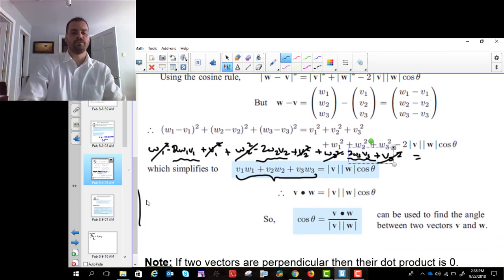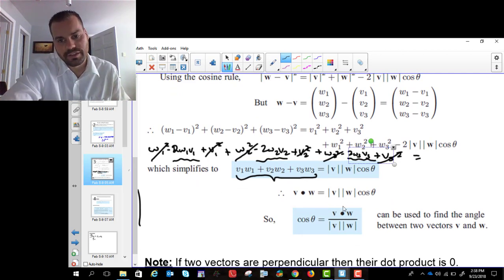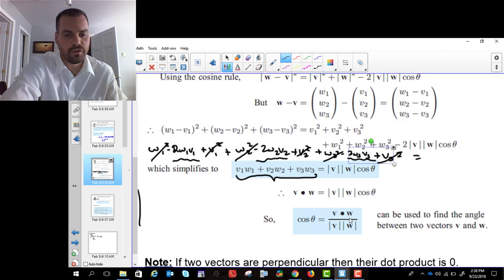All right, so what does that tell me? Well, that means that if I can find the dot product, if the dot product is 0, this whole thing is going to be 0. And the cosine equaling 0 means the angle is 90. If this is negative, then we know that the angle is going to be obtuse because we're in the second quadrant, if that makes sense.